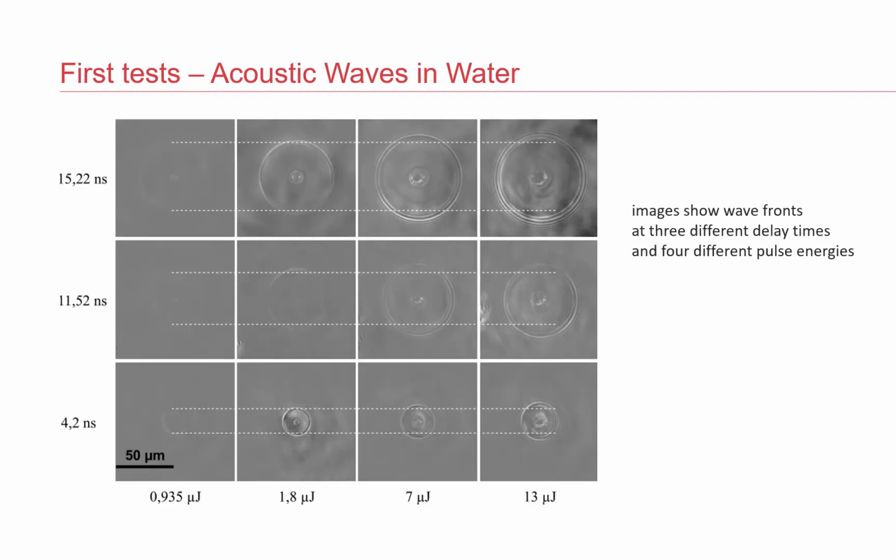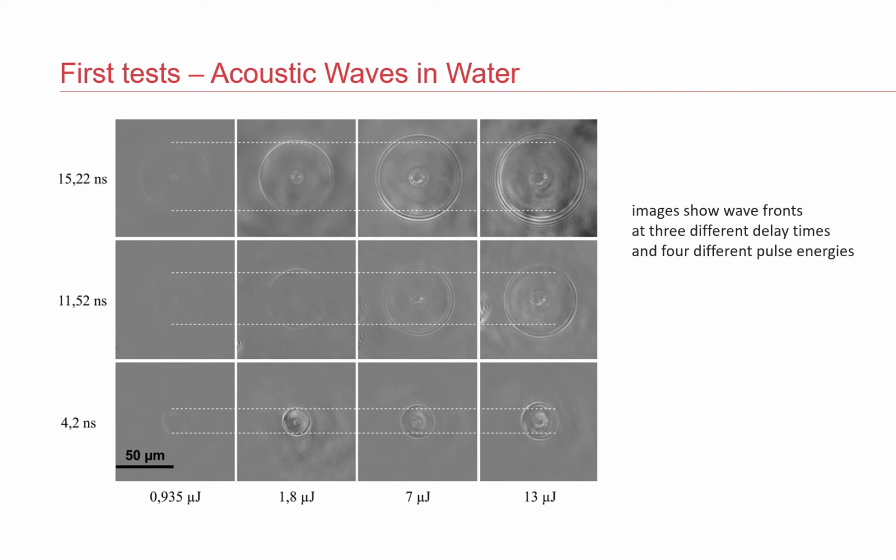To examine the properties of water, images were taken at 3 different delay times. Here shown 15.2, 11.5, and 4.2 nanoseconds after excitation, and at different pulse energies. The images on the far left show the wavefronts in water at the 3 different delay times and a low pulse energy. It is obvious that the fronts are merely visible.